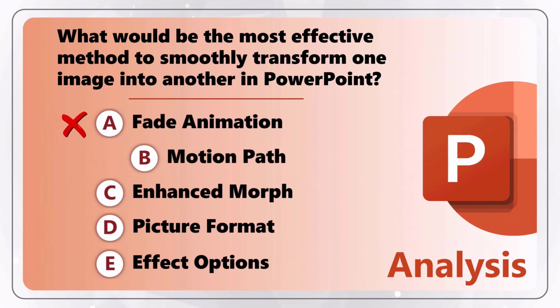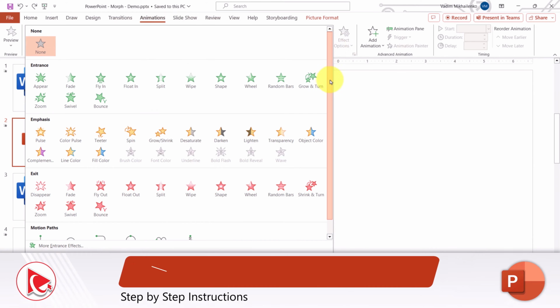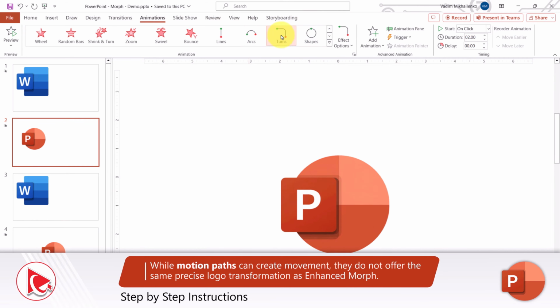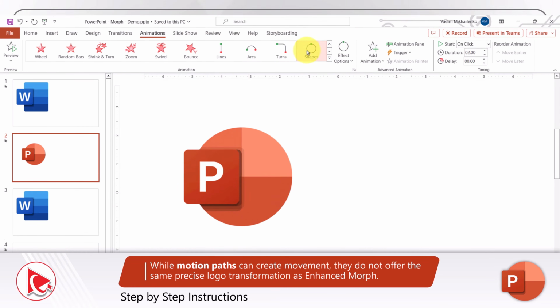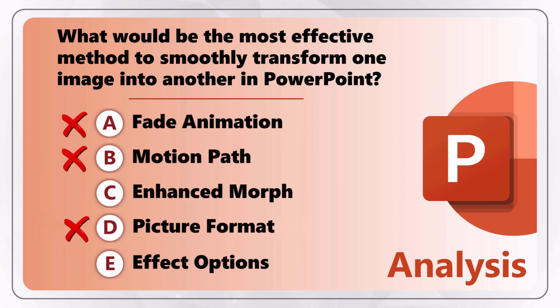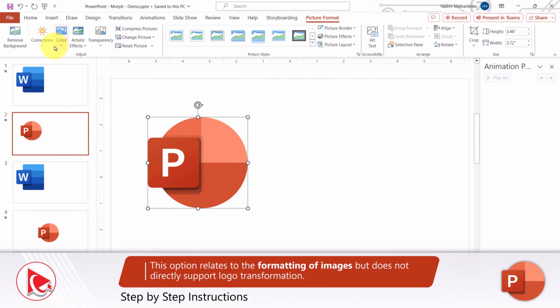Choice B, motion path, is also incorrect. While motion path can create movement, it does not offer the same precise logo transformation we're looking for. Choice D, picture format, is also incorrect. This option relates to formatting of the images, but it does not directly support logo transformation.